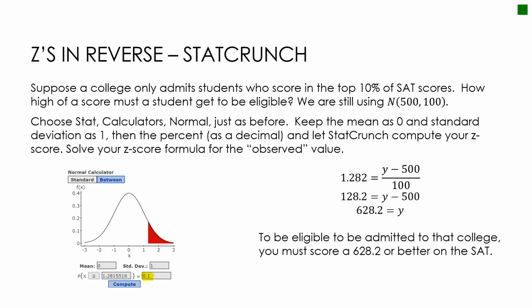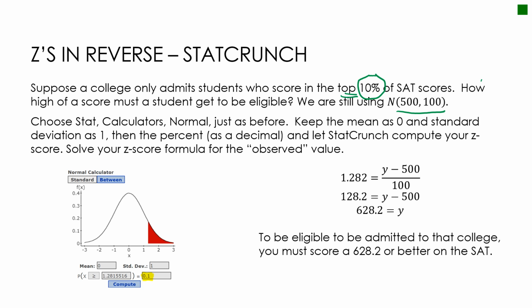The last type of question that we looked at was a Z's in reverse question. And remember, that's when I give you a percentage, and I have to pay very special attention to the context of that percentage. So here it says, suppose a college only admits students who score in the top 10% of SAT scores. How high of a score must a student get to be eligible? We're using a normal model, N(500, 100).